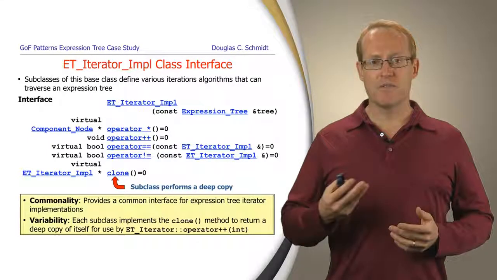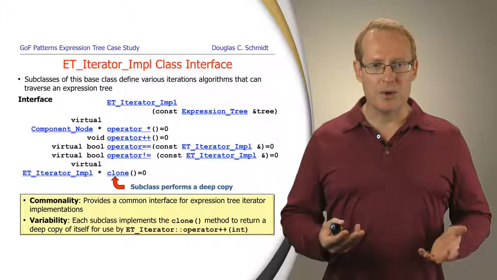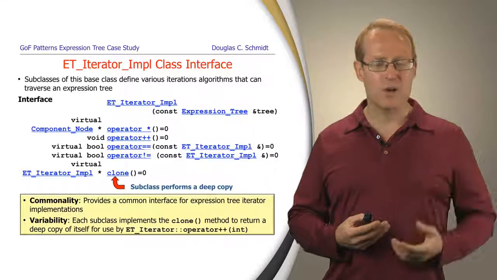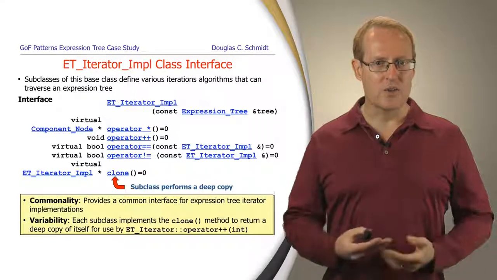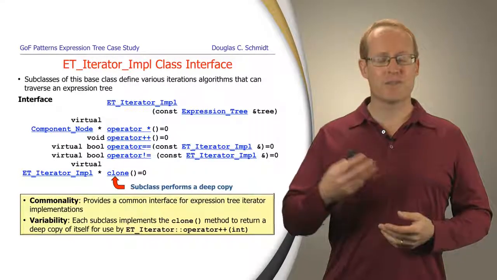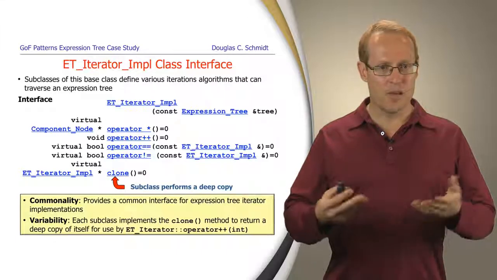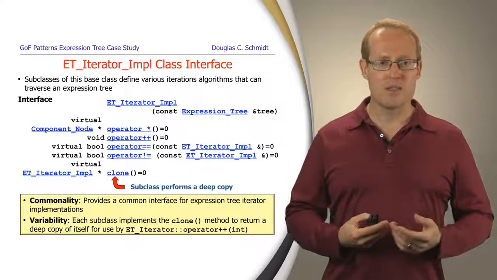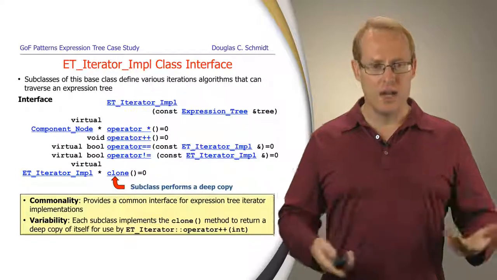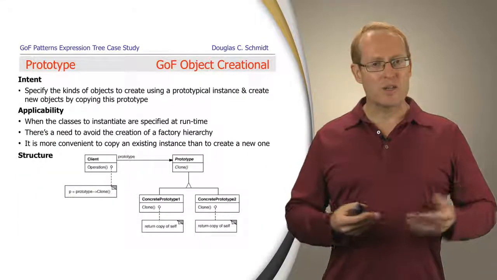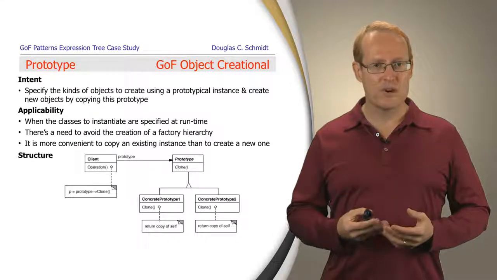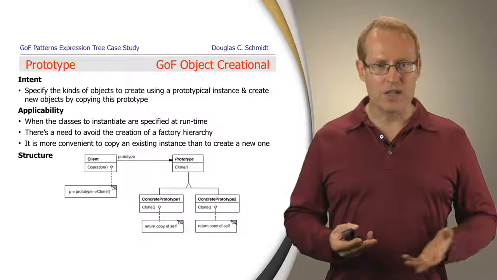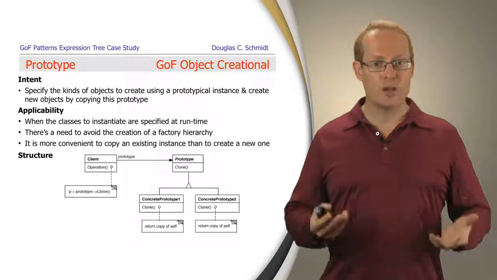From a commonality and variability point of view, the commonality part is we have a common interface for cloning things that return these base class pointers. And then from a variability point of view, we have a common way of being able to subclass the particular base class, the ET iterator impl, and then being able to define specific clone methods that know how to clone themselves because they know what their types are. The way in which this is done, the way in which we organize these various roles and responsibilities, is driven by the prototype pattern, which is a Gang of Four pattern. That's an object creational pattern.